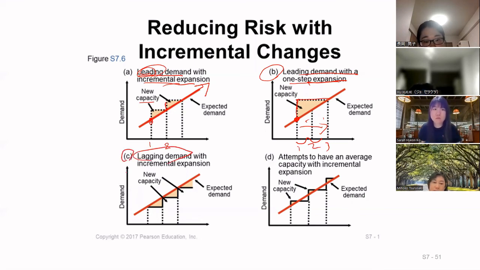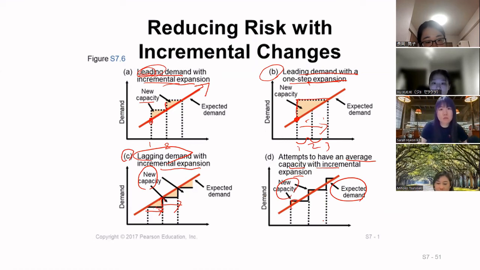For the third case, lagging demand: you don't increase the capacity. You let production run below capacity, and you wait until you cannot meet the demand, then you increase the capacity. The new capacity is lagging behind the demand. So this is lagging demand with incremental expansion. The fourth is average capacity with incremental expansion. That means you increase the new capacity, but not fully, only on average, about half, to meet the expected demand. It is sometimes very costly, because once you increase the capacity you cannot return back. Building new capacity means new machines, new factories, so you cannot return to the low capacity volume.